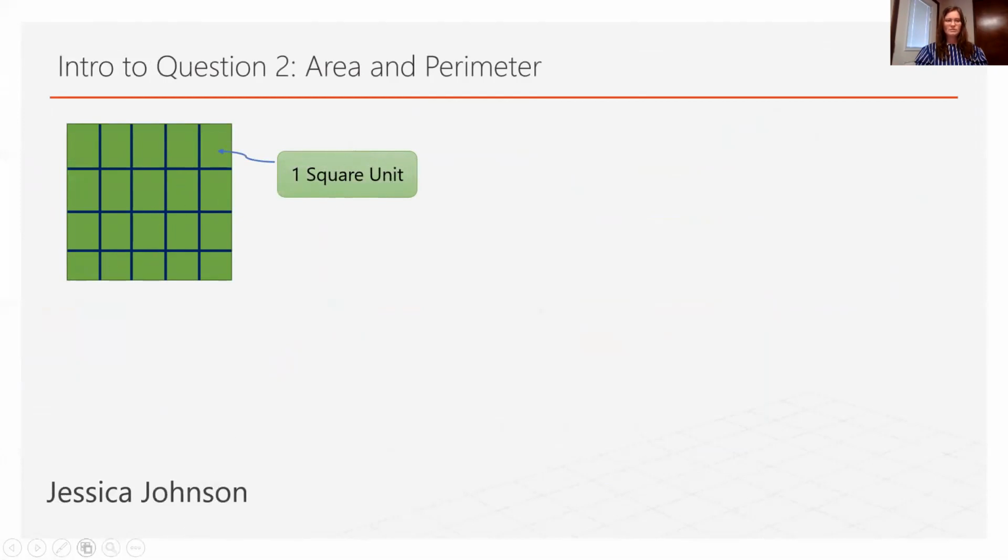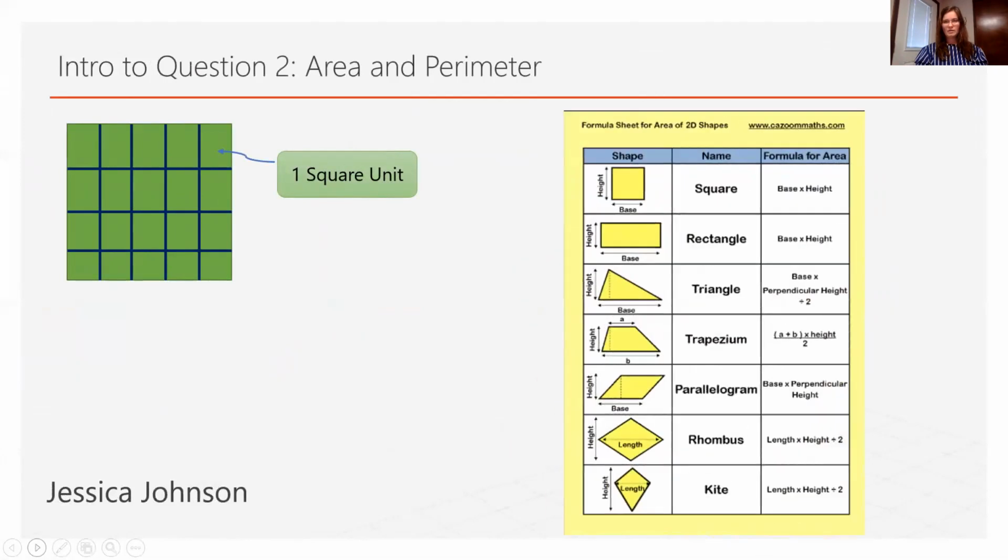Different shapes use different formulas to figure their area. Here's the square formula for area, and here's a trapezoid, and here's the formula for a trapezoid, and you can read all of these on your own.